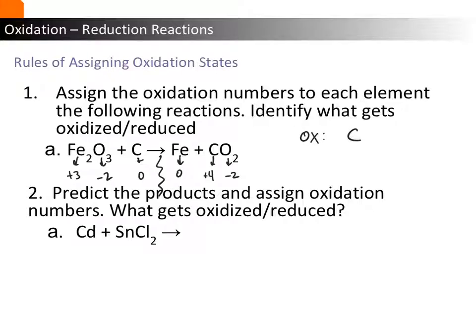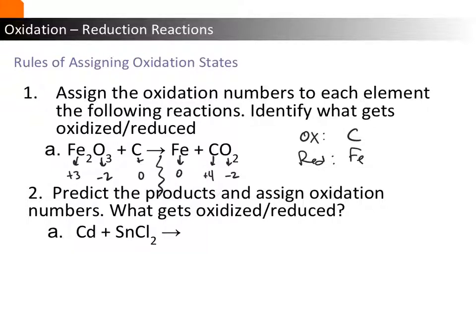Now what gets reduced, I need to figure out an element that starts out at a high oxidation state and reduces or goes to a lower oxidation state. Now oxygen starts out as a -2 and ends as a -2, so it's not actually oxidizing or reducing. But the other one that I haven't mentioned yet is iron. It starts out as a +3 and goes down to a 0. So what gets reduced is iron.